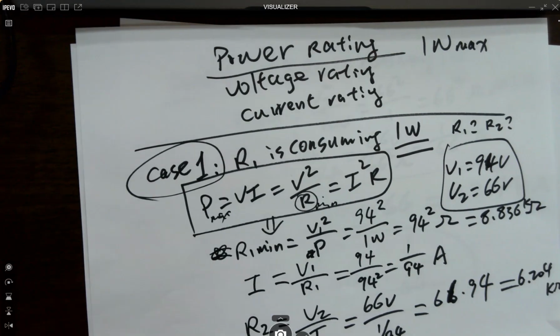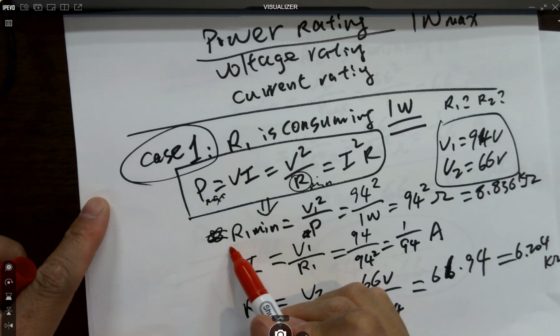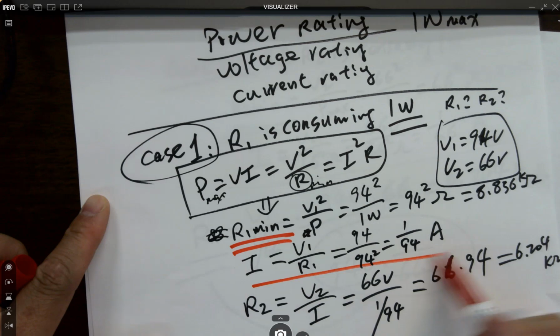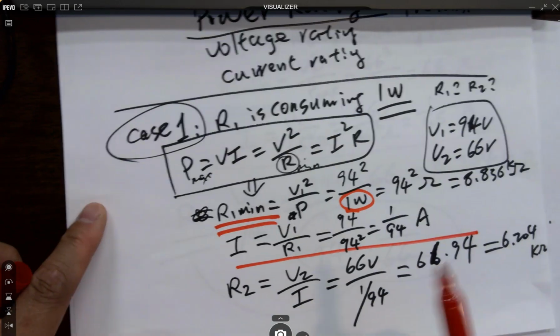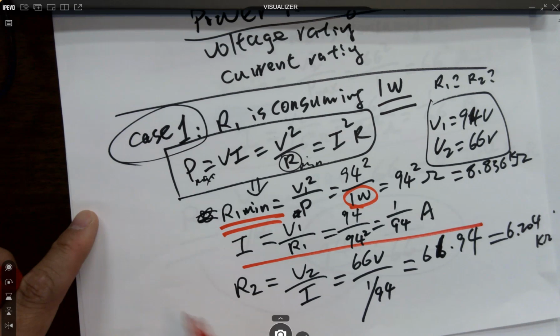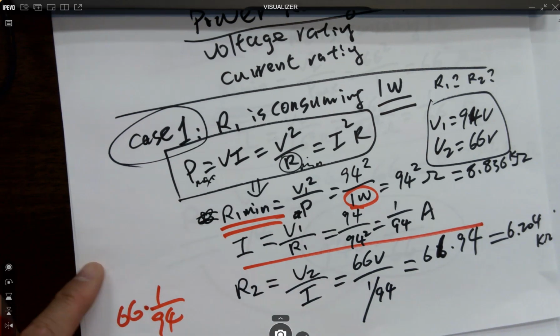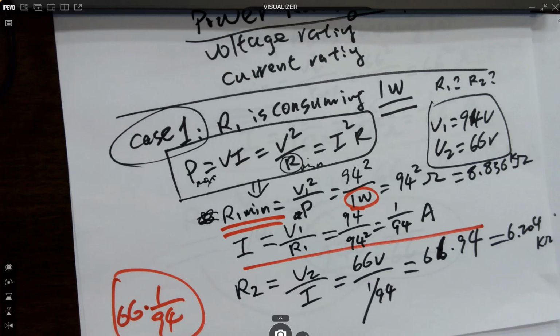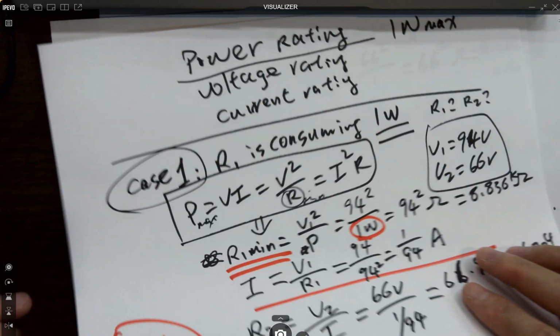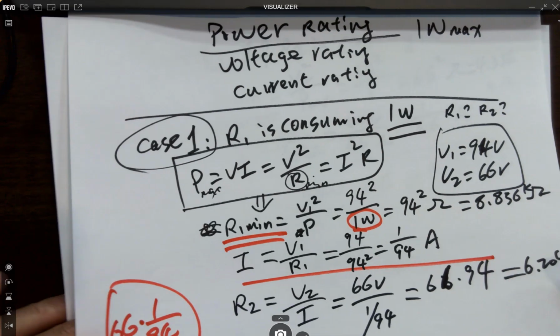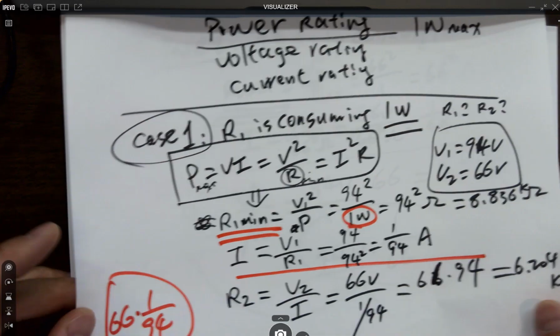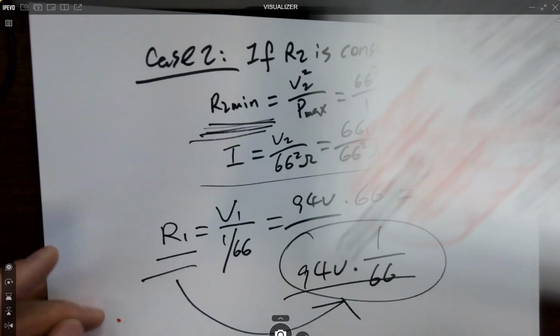What about this one? We assume R1 is consuming 1 watt, right? So no problem with R1. Now let's check R2. It's 66 volts times the current, which is 1 over 94. This is less than 1, so it works. Good, problem solved. Any questions on this? Good so far? All right.